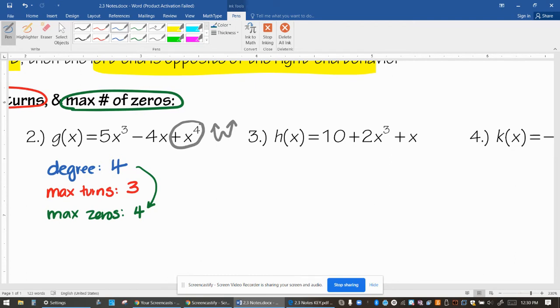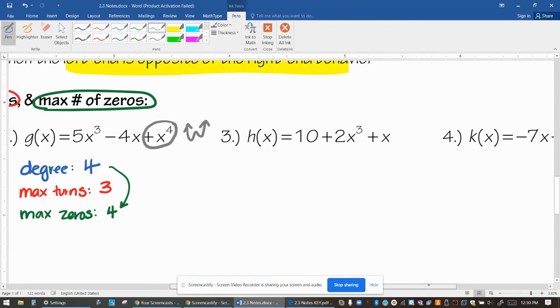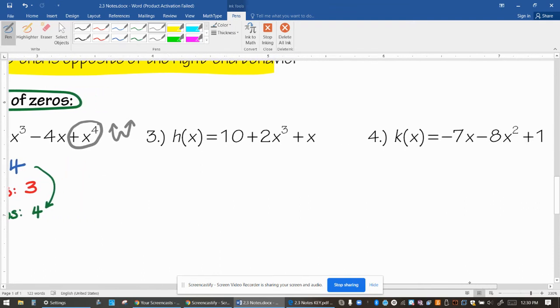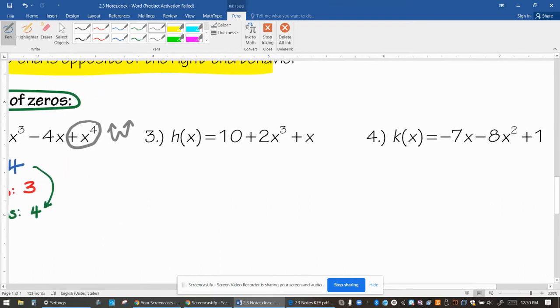Okay, go ahead and pause the video. Try the next two on your own. Take a minute to circle the term with the highest exponent. Make a quick sketch if you want, and then identify the degree, max number of turns, and max number of zeros. Push play when you are ready. Please try to do these next two by yourselves.